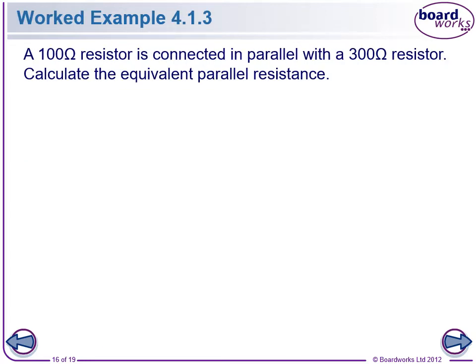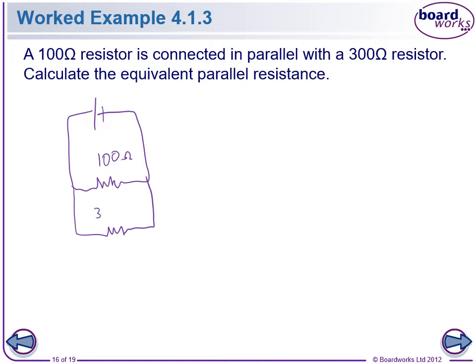Okay, here's an example. A 100 ohm resistor is connected in parallel with a 300 ohm resistor. Calculate the equivalent parallel resistance. Okay, let's just draw it quickly just to make sure we're on the same page. So we're in parallel, we have a 100 ohm resistor and a 300 ohm resistor. Okay, so 1 over RT is going to be equal to 1 over R1 plus 1 over R2. So 1 over 100 plus 1 over 300.